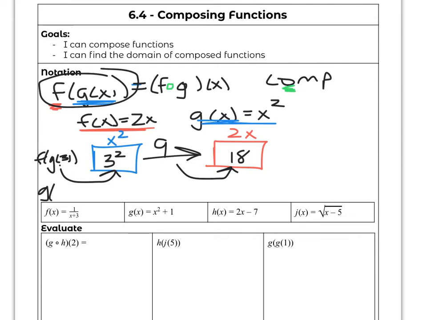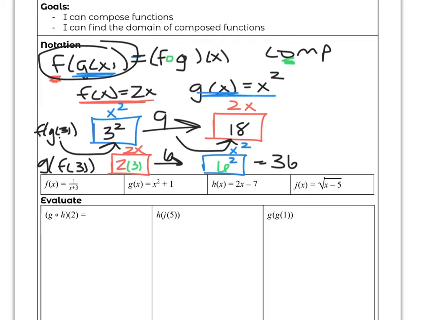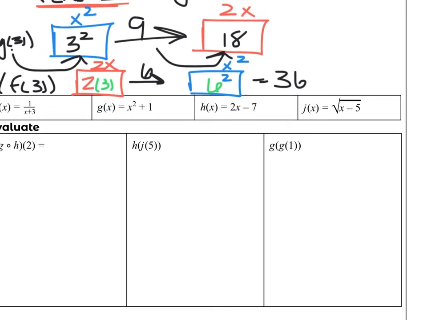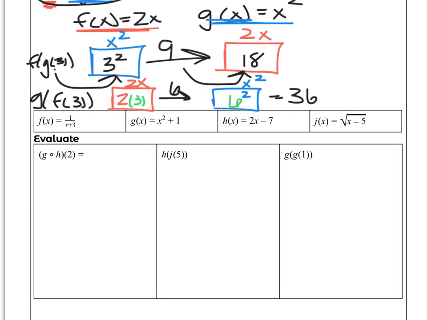What if I want to find g of f of 3? That would mean I need to plug it into my 2x. I need to plug it into f of x first, and then take that answer and plug it into g of x. So I would say 2 times 3, that gives me 6. And now I'm going to use that input, 6, and square it, and I get 36. So that's just kind of a visual representation of what we're doing. We're taking one output and putting it into another equation.